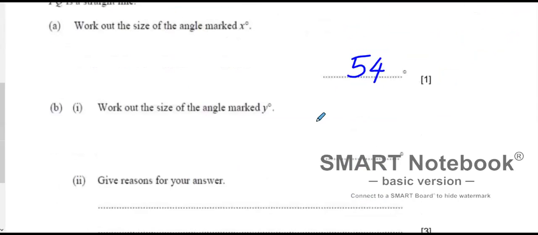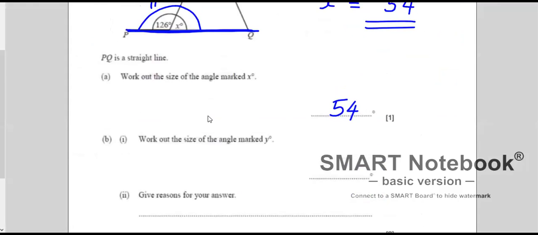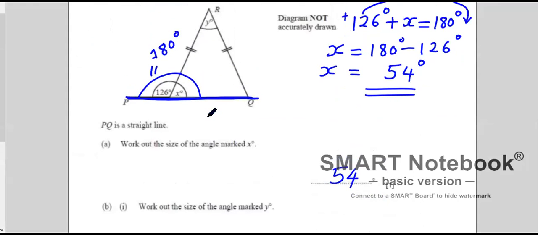All right, keep going. B, Roman 1, work out the size of the angle marked y. Let's try to zoom out so that we can see everything. All right, so we have already found the value of x. So the value of x here is 54. So we want to find the size of the angle marked y.